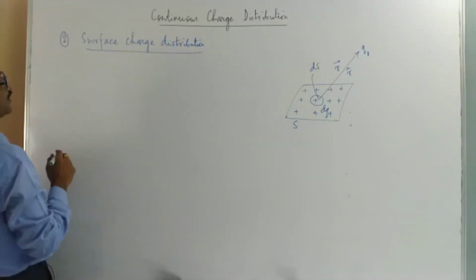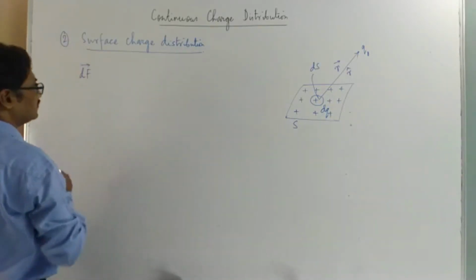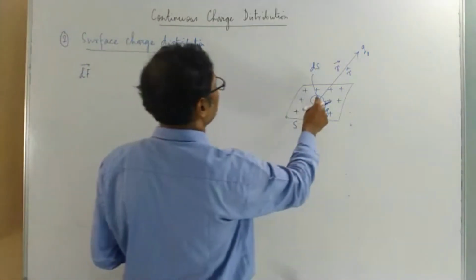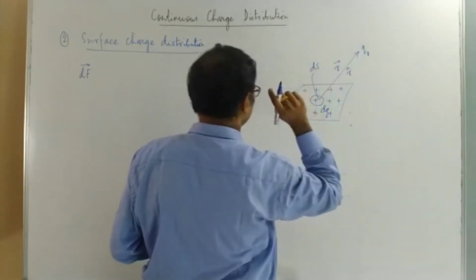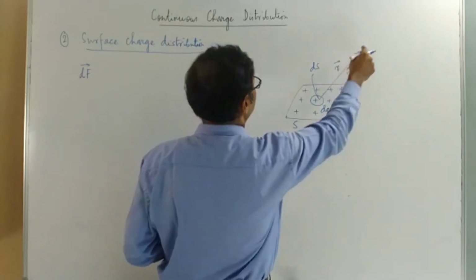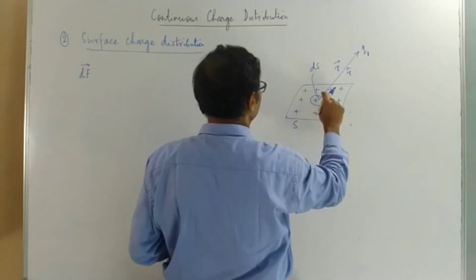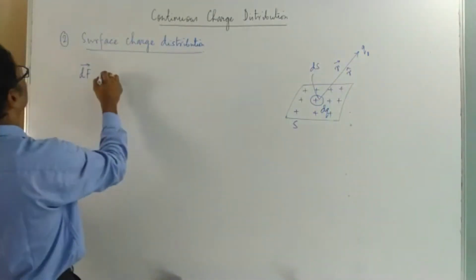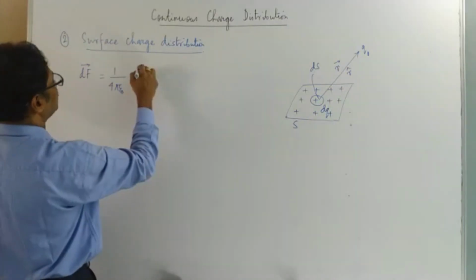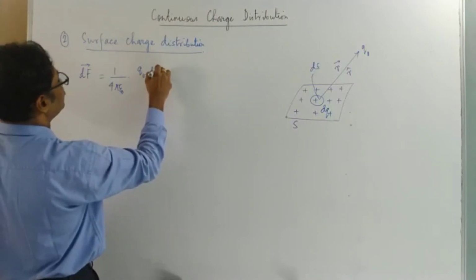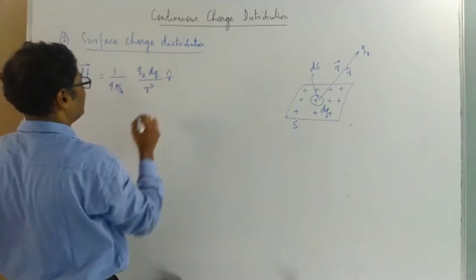So as per Coulomb's law, I can write the mutual force between this elementary charge dq and q0, or the force experienced by q0 due to this elementary charge dq, dF is equal to 1 by 4 pi epsilon 0 Q0 into dq divided by r square r cap.